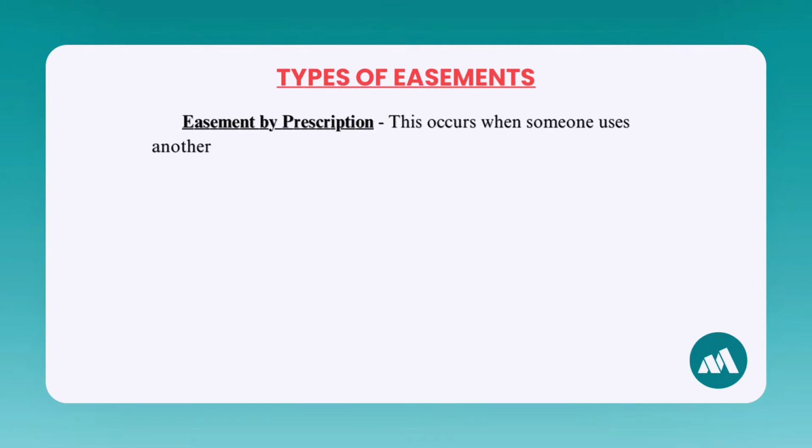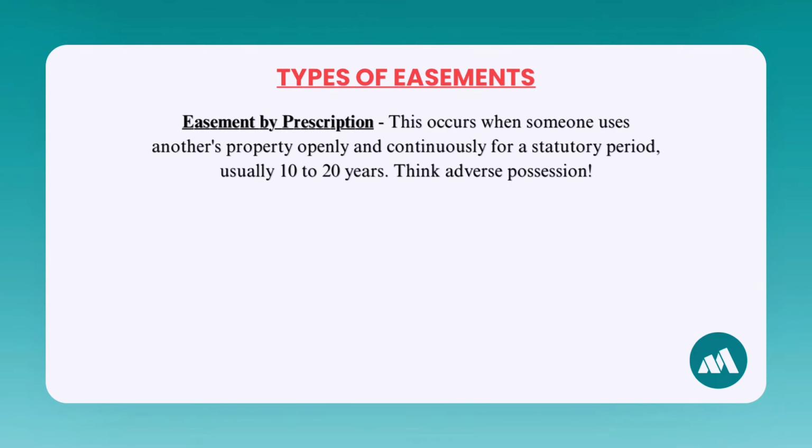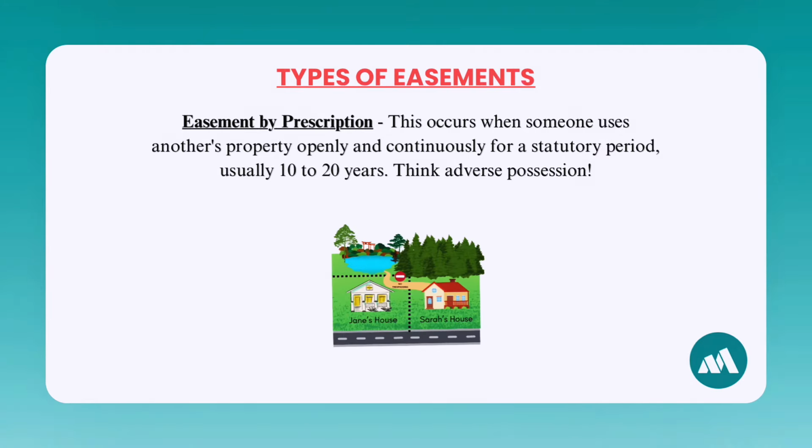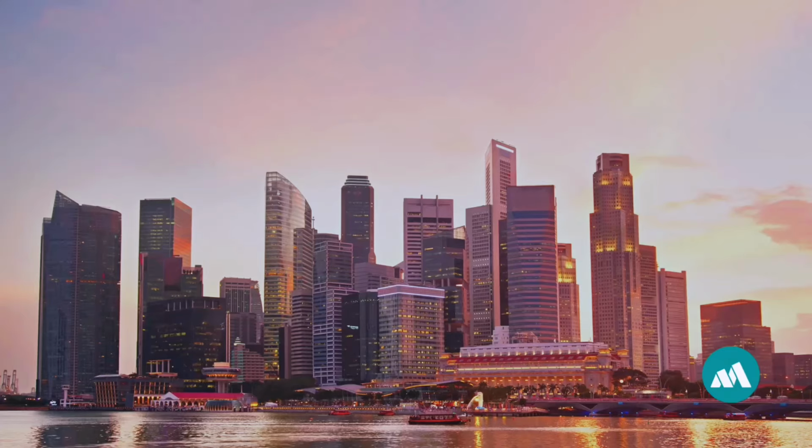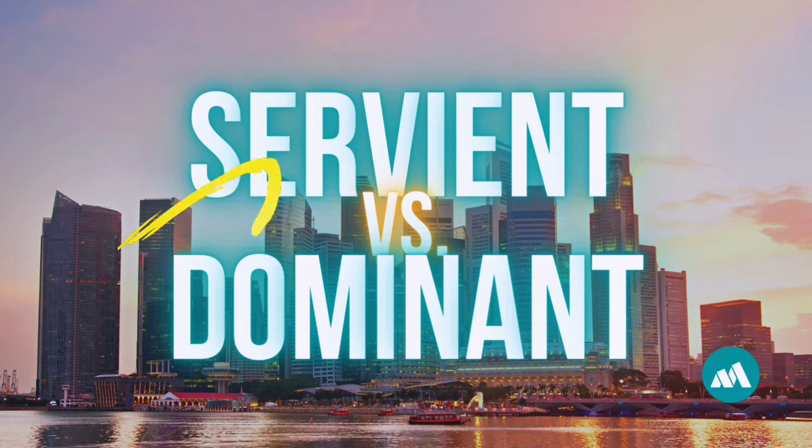Next up, easement by prescription. This occurs when someone uses another's property openly and continuously for a statutory period, usually 10 to 20 years. Think adverse possession. Now, let's dive into a key concept when discussing easements: servient and dominant properties. Understanding these terms will help clarify how easements work and who benefits from them.